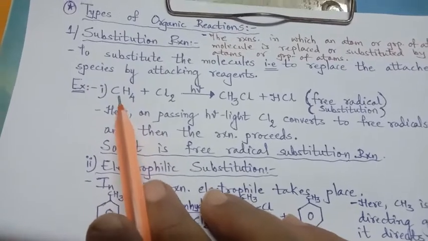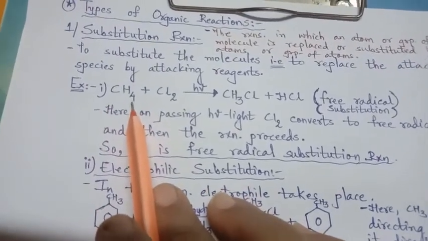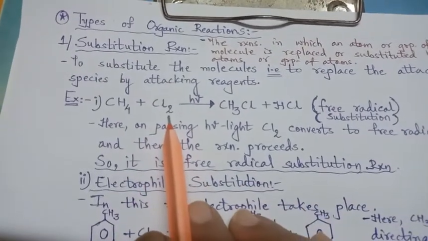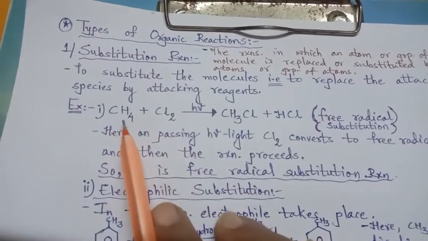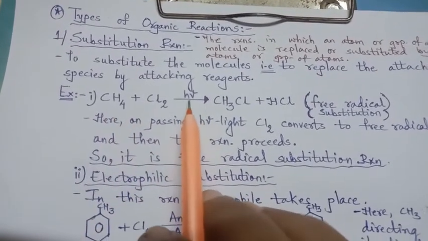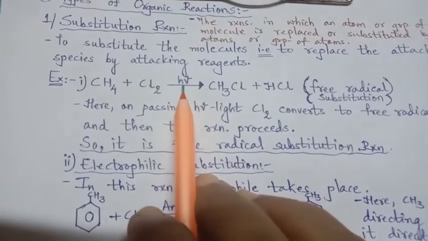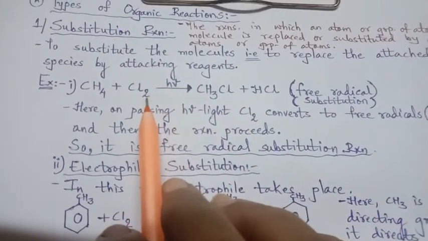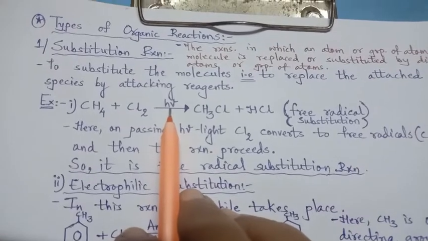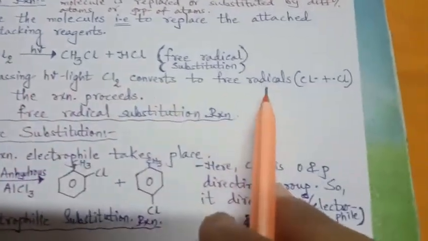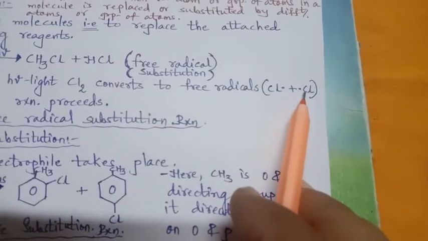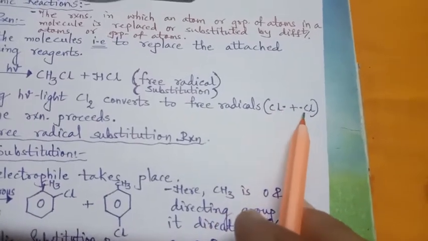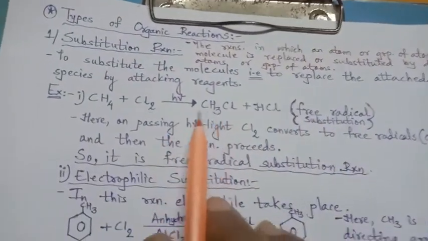So here is an example. First is CH4, methane, when it reacts with Cl2. The attacking reagent here is chlorine. Now when this chlorine reacts with methane, it is passed through ultraviolet radiation, h nu. So first of all, what takes place here? As soon as this chlorine is passed through the ultraviolet radiation, it converts to free radicals. The cleavage of Cl2 takes place and it converts to Cl free radical.